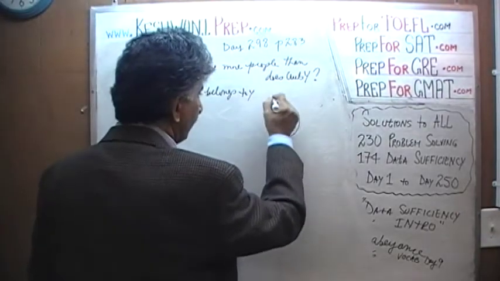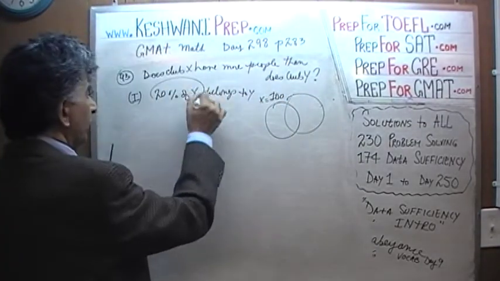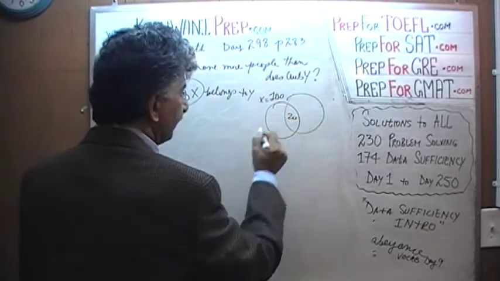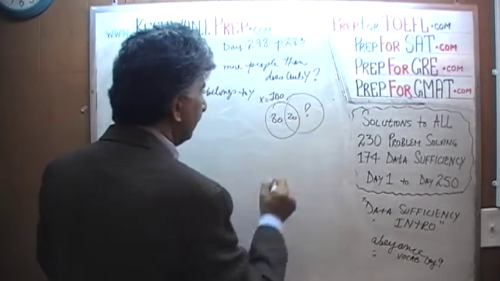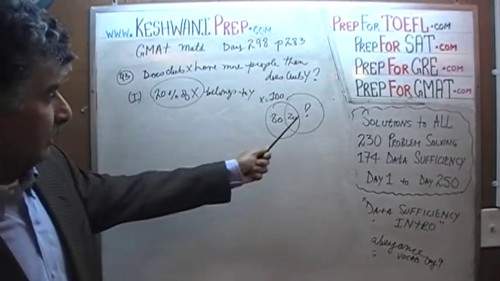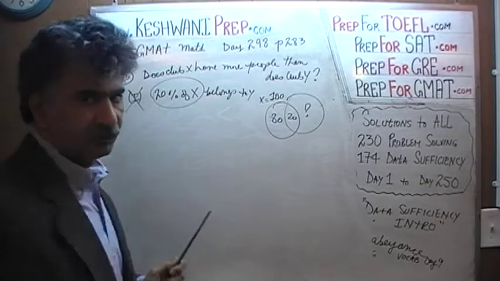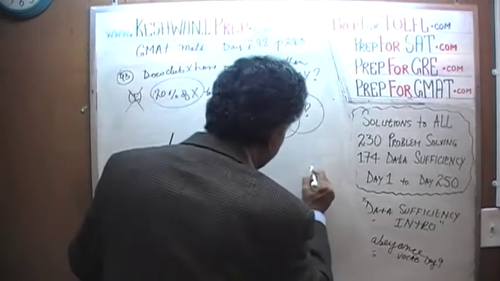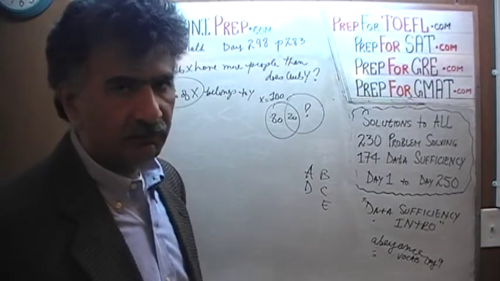For example, if X happens to be 100, then all we are told is that 20% of X belong to Y, which tells us that 20 happens to be in the middle, this is 80, but we have no idea how many people belong only to Club Y. The first statement is not enough. A, B, C, E.